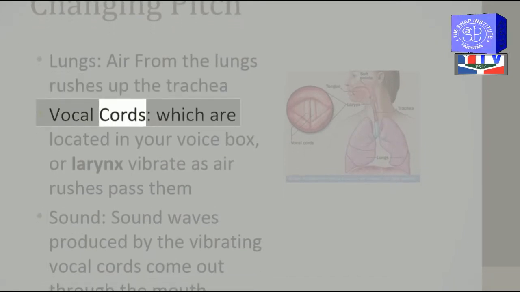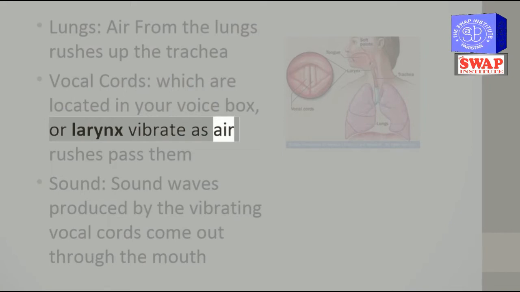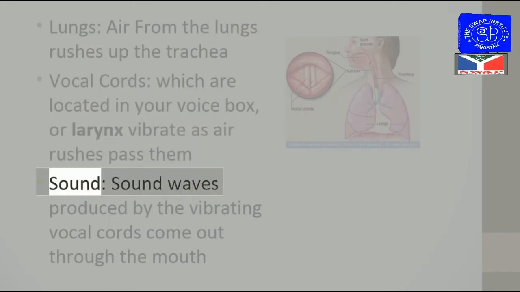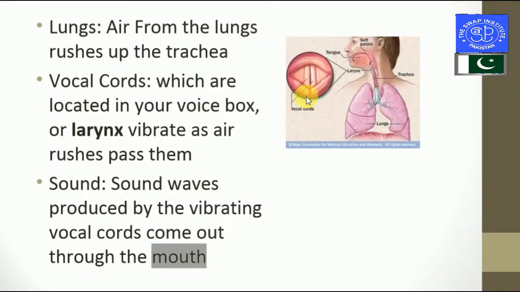Vocal cords, which are located in your voice box, or larynx, vibrate as air rushes past them. Sound waves produced by the vibrating vocal cords come out through the mouth. This one is the larynx, basically the voice box of the human body, and in this section we will be able to make a sound.